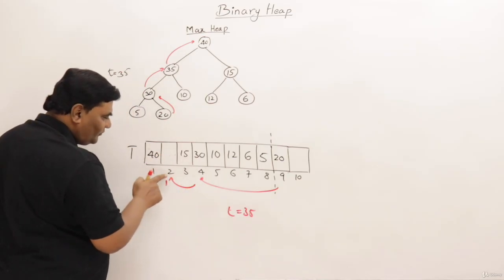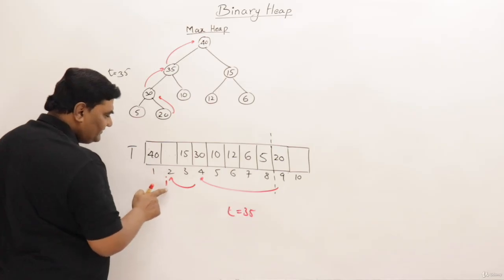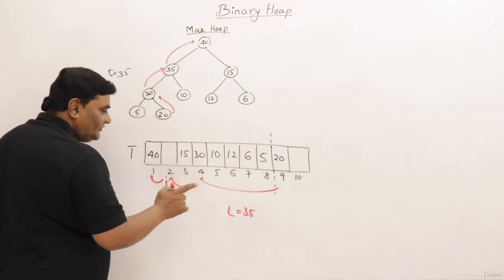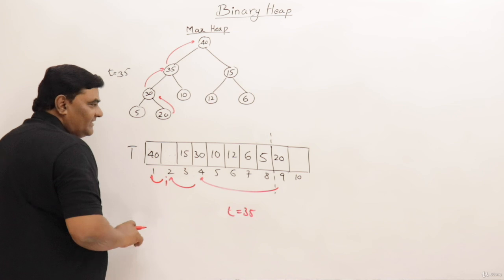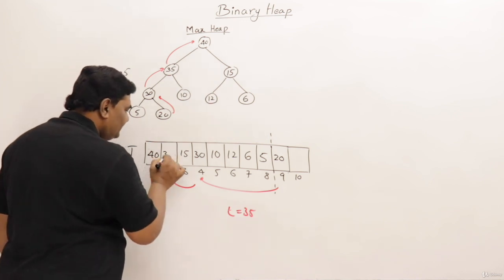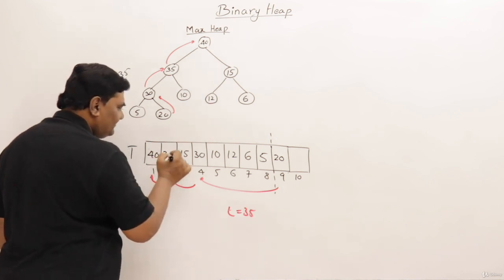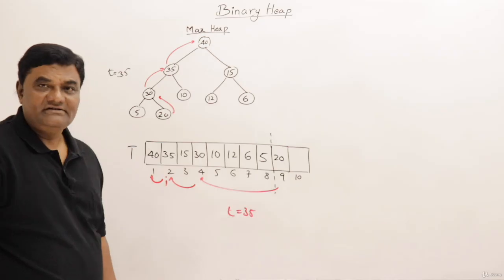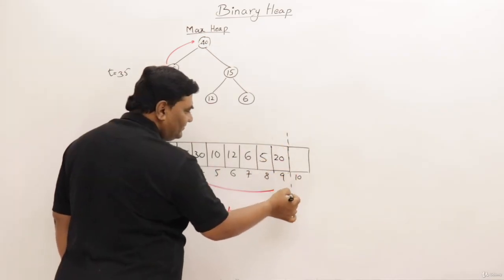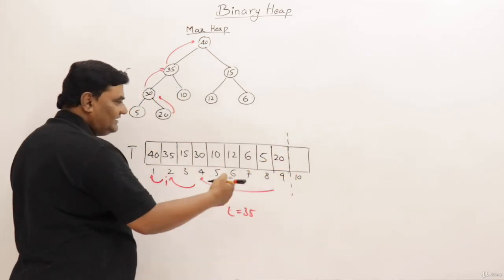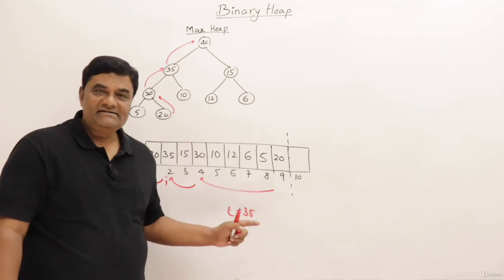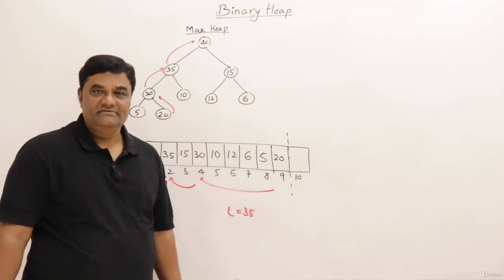So what is the index 2? 2 by 2, parent is what? 2 by 2 is 1. This one. Compare with this one. No, 35 is smaller than this one. So this is the new place for 35. So 35 is inserted, and the heap size is now 9. There are total 9 elements. Array size is 10 but the heap size is 9.